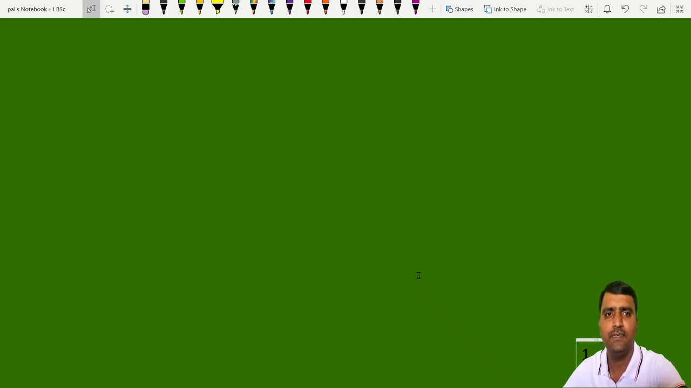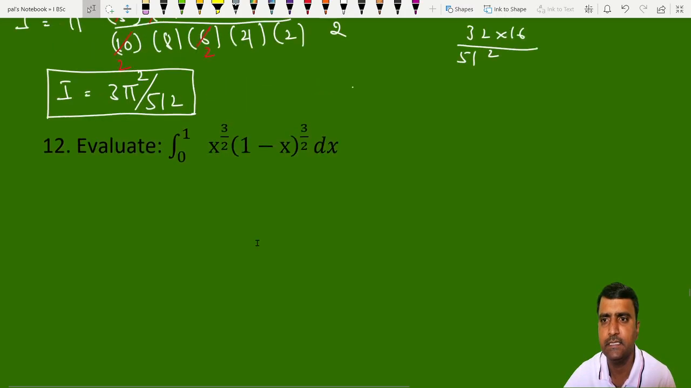Hi students, in the last sessions I discussed some definite integration problems. By using the reduction formula and the properties of definite integrals, we solved some problems. In this session also, I will discuss some more interesting problems on definite integrals which can be solved by using reduction formulas.